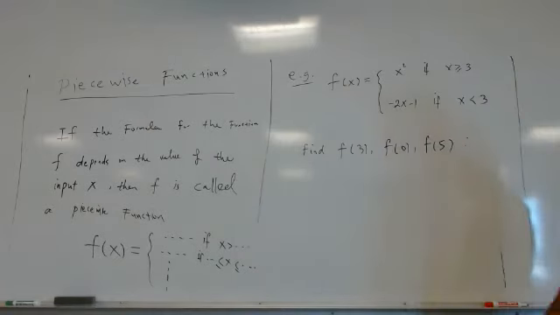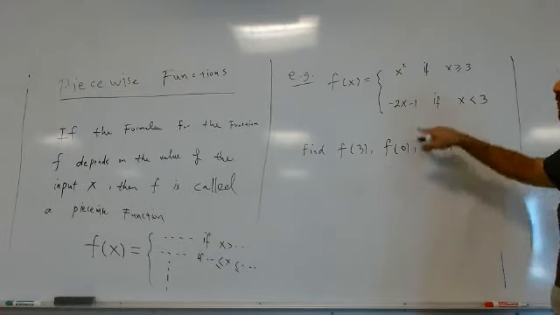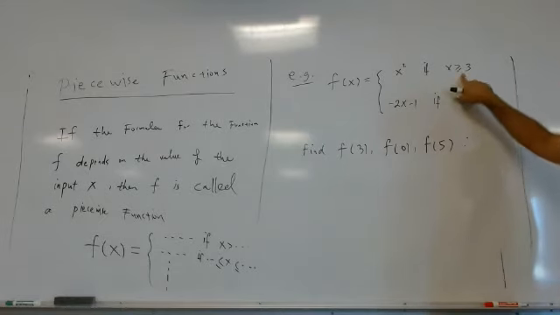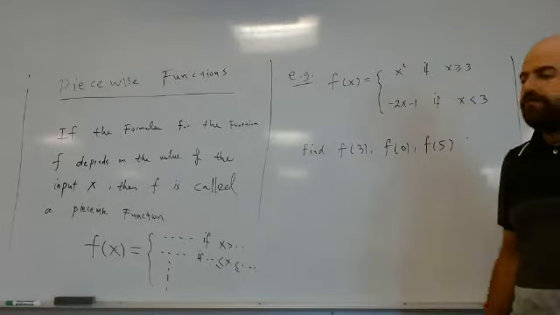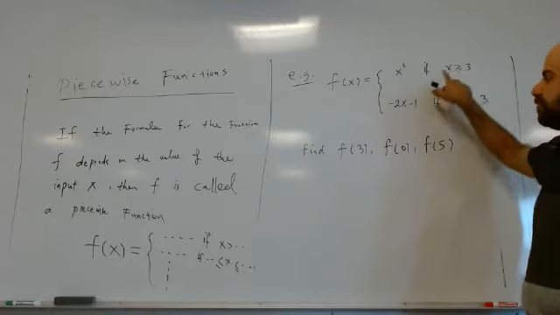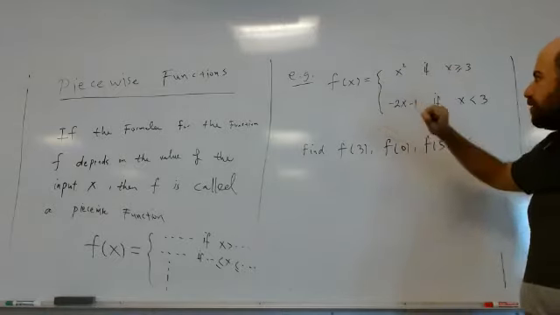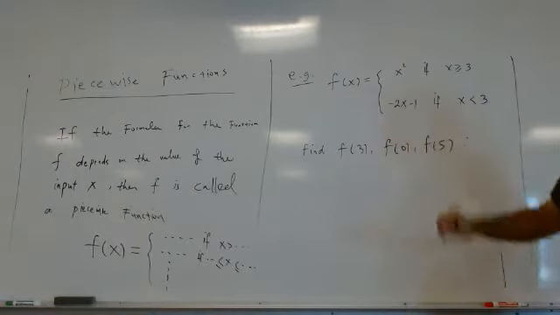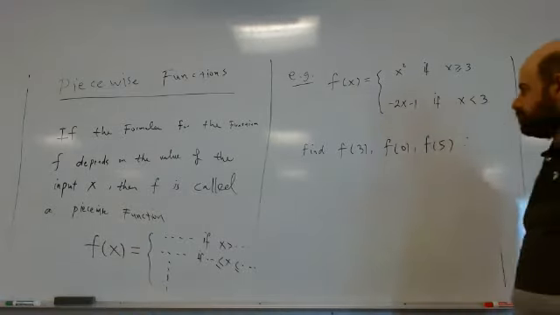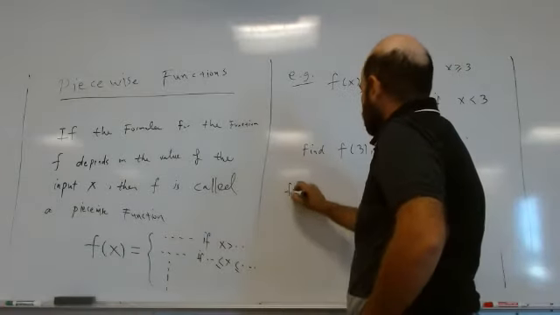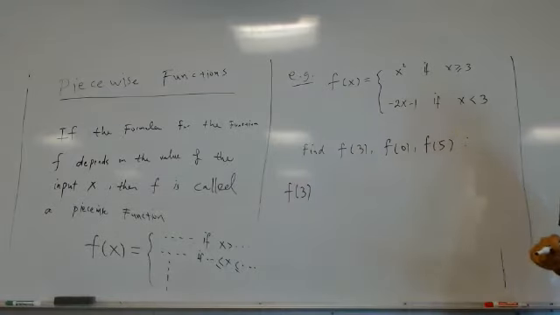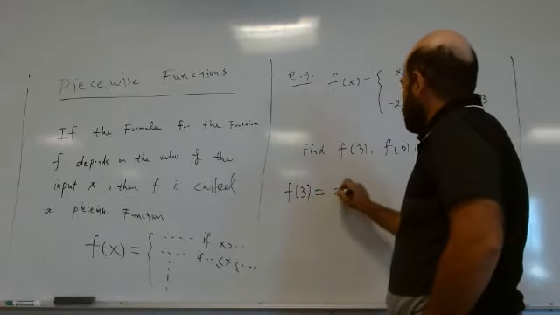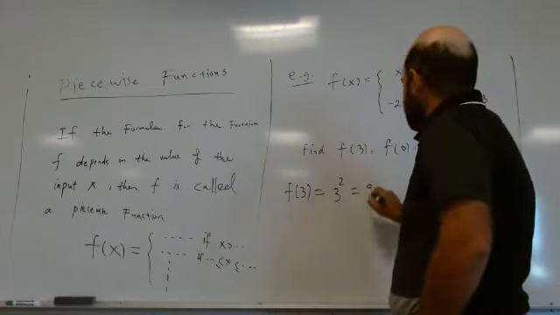So for f of 3, if you want to find f of a number, you have to look at whether that number is bigger than or equal to 3 or less than 3. According to the definition of f, if the input x is bigger than or equal to 3, then you have to use the first formula. And if it's less than 3, you have to use the second formula. So here f of 3, well, 3 falls in the first category. It's bigger than or equal to 3. So we have to use the first formula, and then the output will be 3 squared, which is 9.